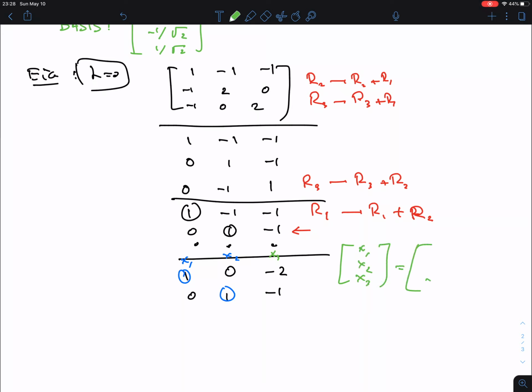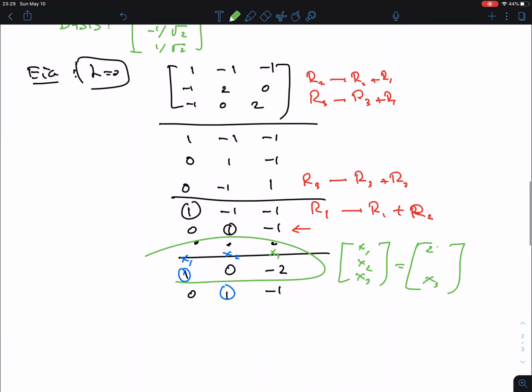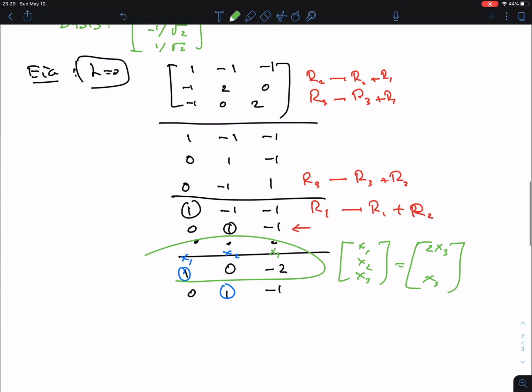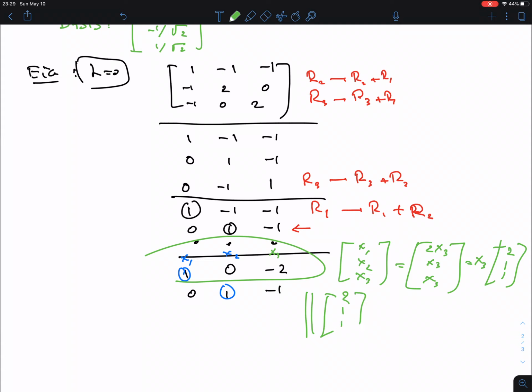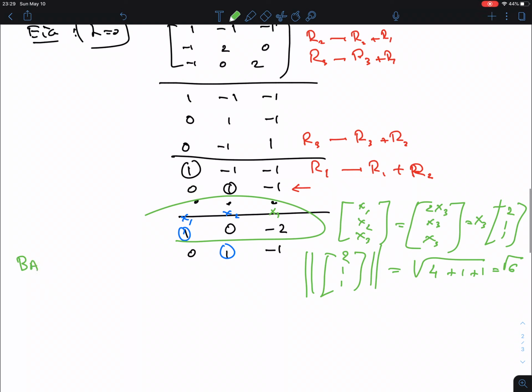So x3 is equal to itself, and then these are equations. This first equation tells me that x1 is equal to 2 times x3, and the next one tells me that x2 is equal to x3. So we get x3 times (2, 1, 1). And the norm of this thing, we have to normalize. That is 4 plus 1 plus 1, that is radical 6. So the basis here, I'll write it here, is 2 over radical 6, 1 over radical 6, 1 over radical 6.